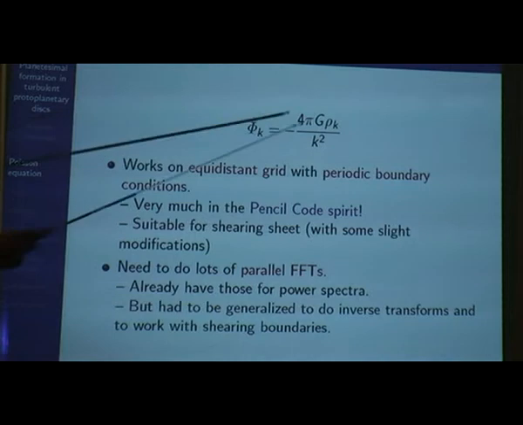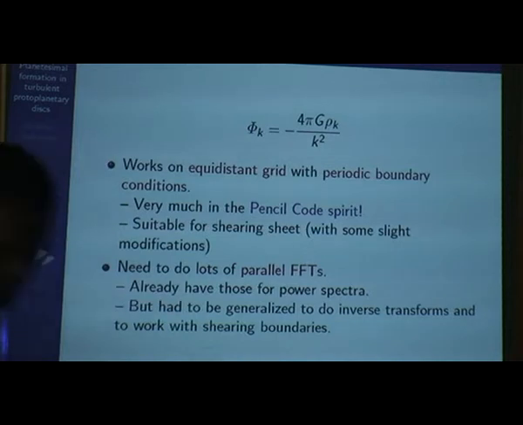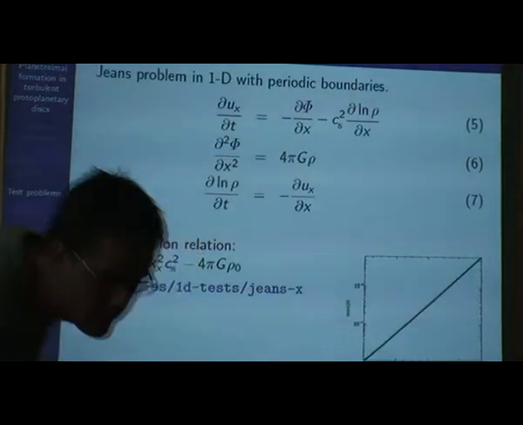So the thing with this is that it's fairly straightforward, but there are a few caveats. One is you need to do a lot of parallel FFTs, and this was already in the code to do power spectra, but we had to generalize it quite a lot. We also had to generalize to do inverse transforms, and we also had to make it work with the shearing boundaries, where the x boundary is not strictly periodic.